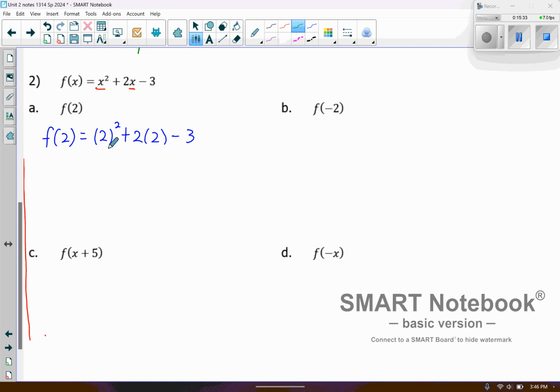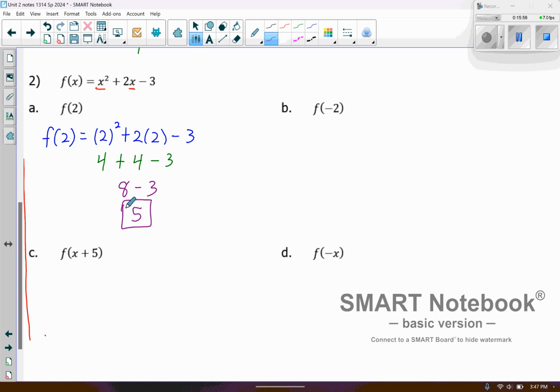And then now it's time to go ahead and simplify this. So 2 squared, 2 times 2, is 4, plus 2 times 2 again is 4. And then take away 3. 4 plus 4 is 8. Take away 3 is 5. And that's it. That's my solution.